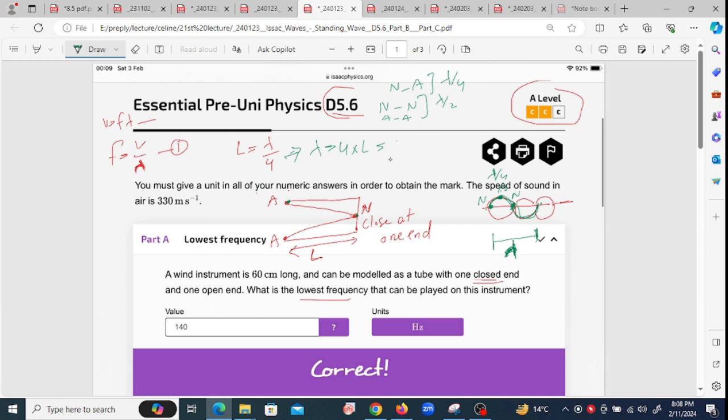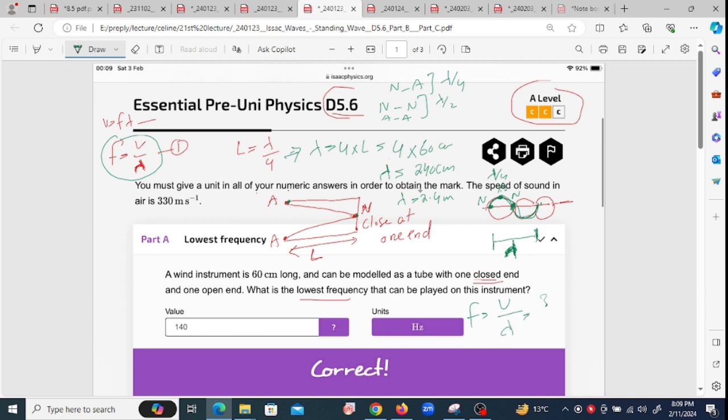The length is 60 centimeter. So 60 multiplied by 4 gives 240 centimeter. So the wavelength is 240 centimeter. Now we can convert this wavelength into meter, so this is 2.4 meter. So lambda is equal to 2.4 meter. Now we put this value in v equals f lambda, so f is equal to v over lambda.